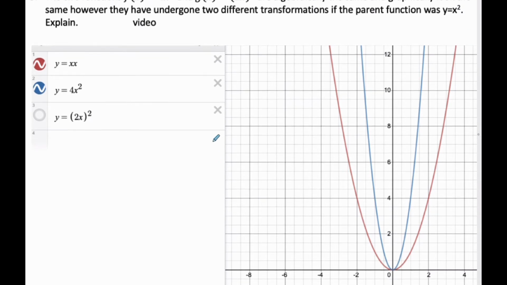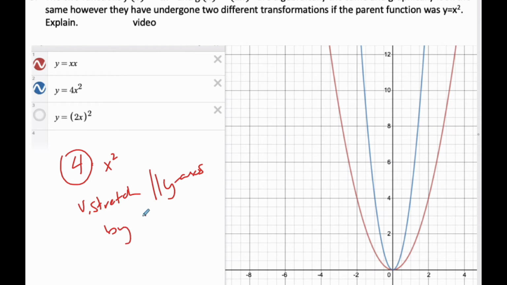So if I consider this first one, here is x squared, the red curve, and the blue curve is 4x squared. When I have 4 times the function, this here is a vertical stretch parallel to the y-axis by a factor of 4.